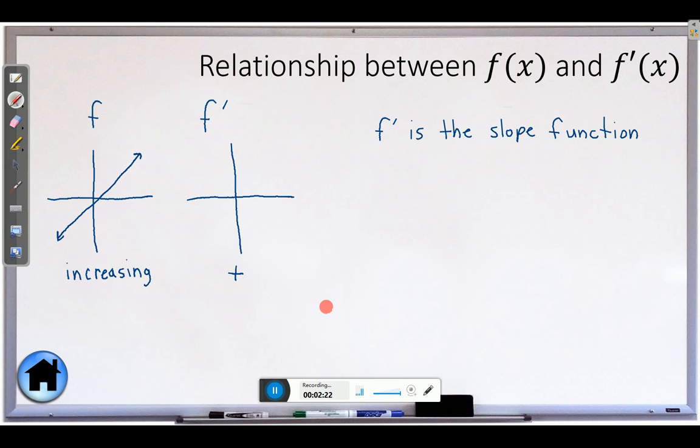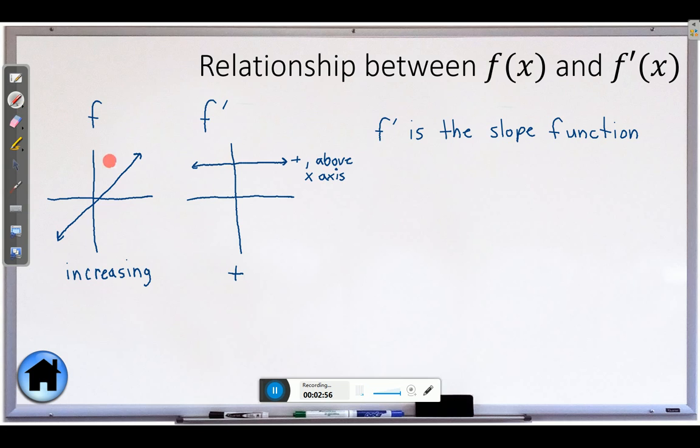Now, do I know exactly what f prime looks like? Right now, no. I just know that it has to be positive. It has to be somewhere up here. Okay? It has to be positive. In this case, the main characteristic is above the x-axis. That is where all your positive numbers are. It must be above the x-axis.